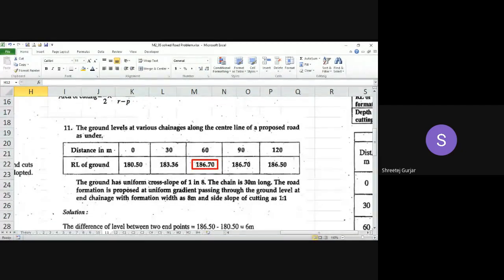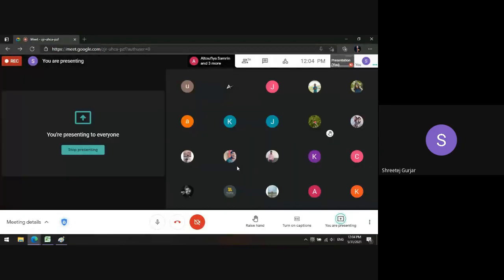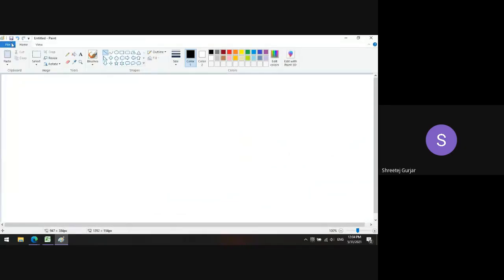So I think you are not able to see the screen. Let me just share my entire screen. Are you able to see this paint screen which I'm sharing now? Are you able to see the paint screen? Yes. Yes, sir. Yes. Okay.